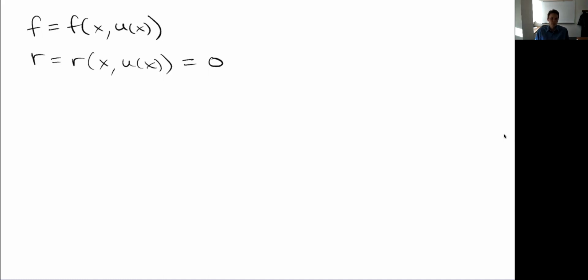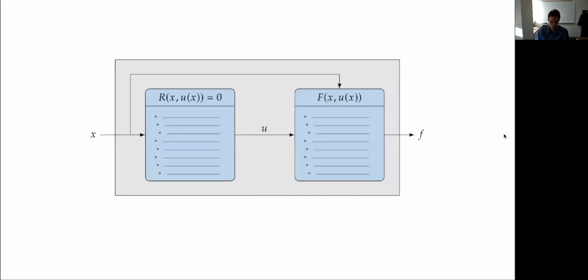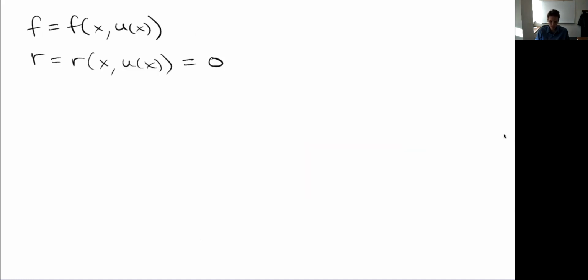But to be clear, the residual is just a function. If we went back to this case, this whole thing is just a residual. It doesn't necessarily give me 0 when I plug in a u and an x, but by solving this equation, finding where it does equal 0, that's how this u pops out, right? And so that's what I'm trying to do here.